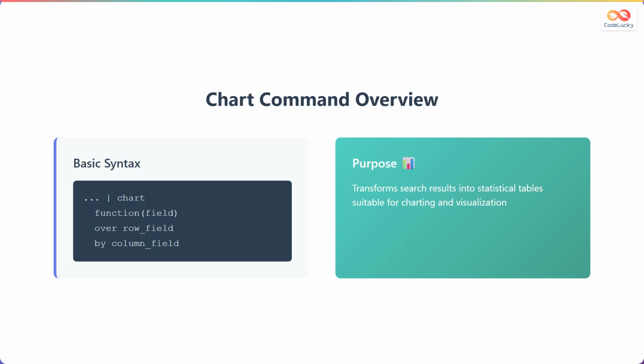The primary purpose of the chart command is to transform search results into statistical tables that are perfectly suited for charting and visualization. This transformation makes your data more readable and helps identify patterns and trends that might not be obvious in raw log data.